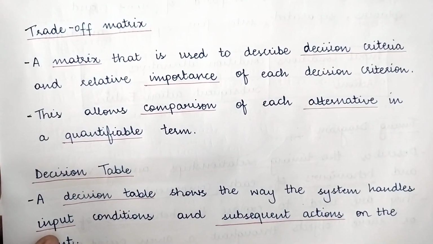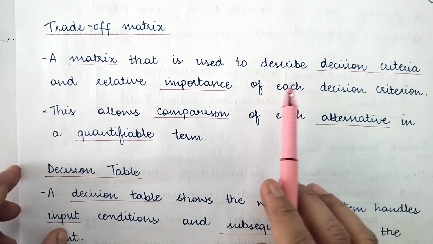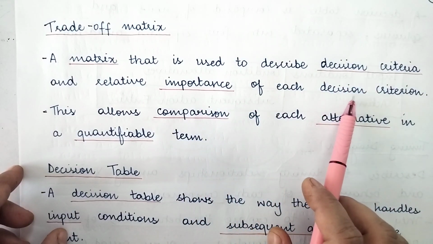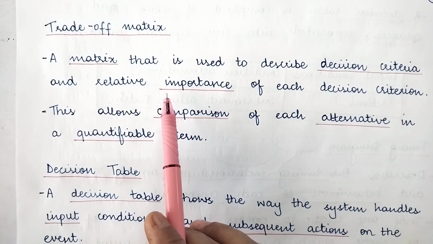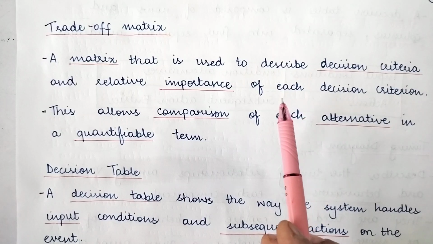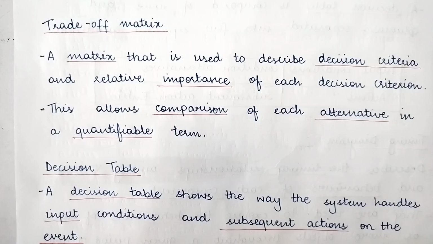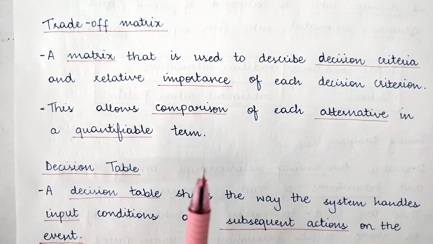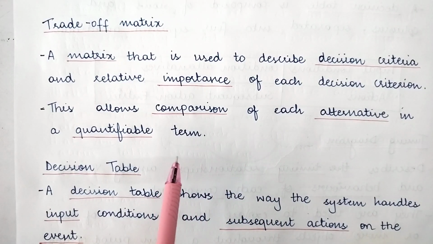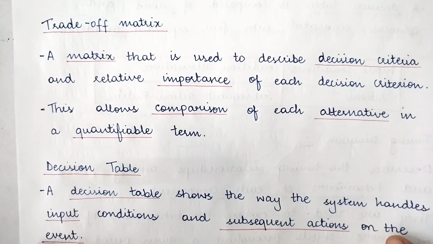Then another tool is your trade-off matrix. A trade-off matrix is a matrix that is used to describe decision criteria and the relative importance of each decision criterion. So all the decision criteria are described using the trade-off matrix, and the relative importance of each decision criterion is also described using the trade-off matrix. Basically this allows comparison of each alternative in quantifiable terms. Now to solve a particular problem, you can come up with various decisions, and out of all those available decisions, which one would be the most optimal, this comparison is provided with the help of a trade-off matrix.